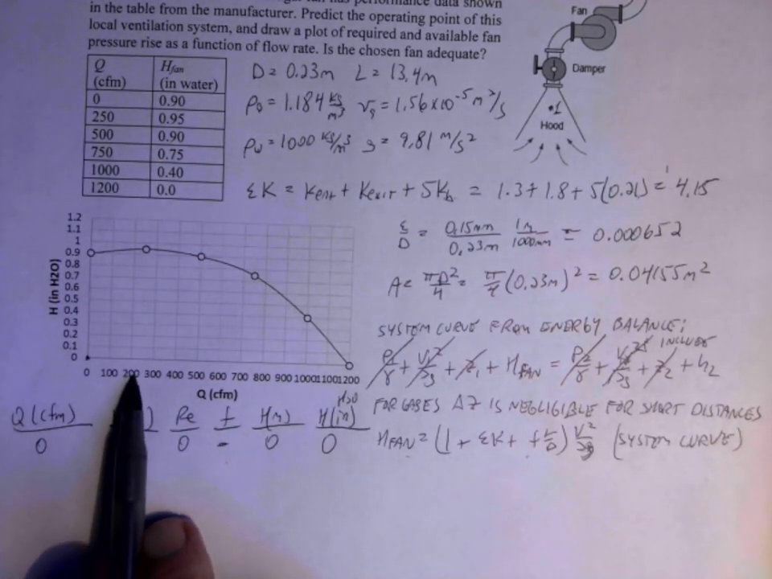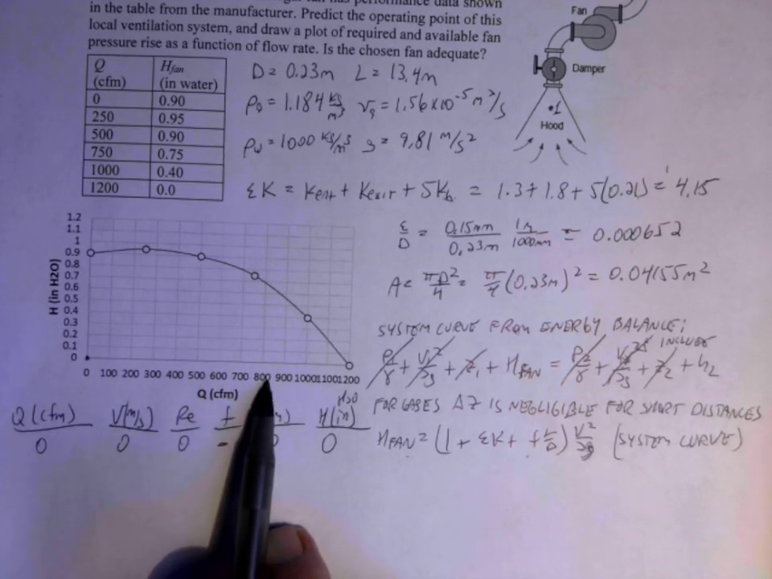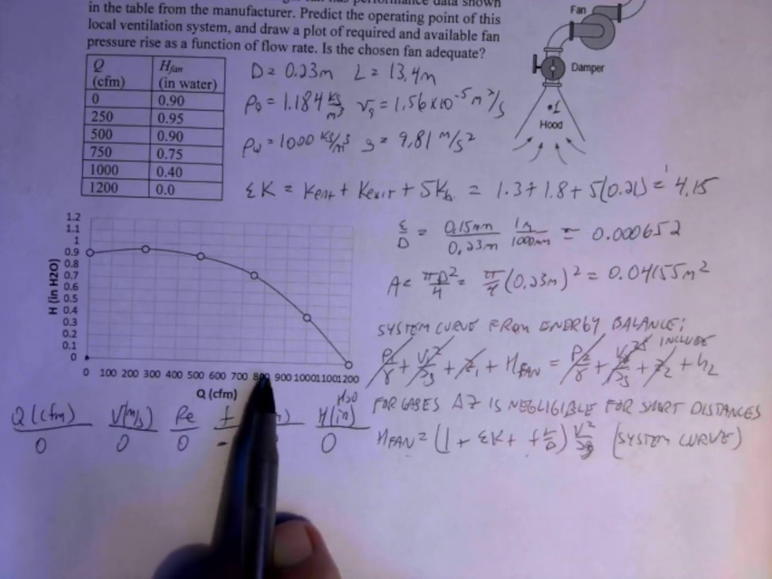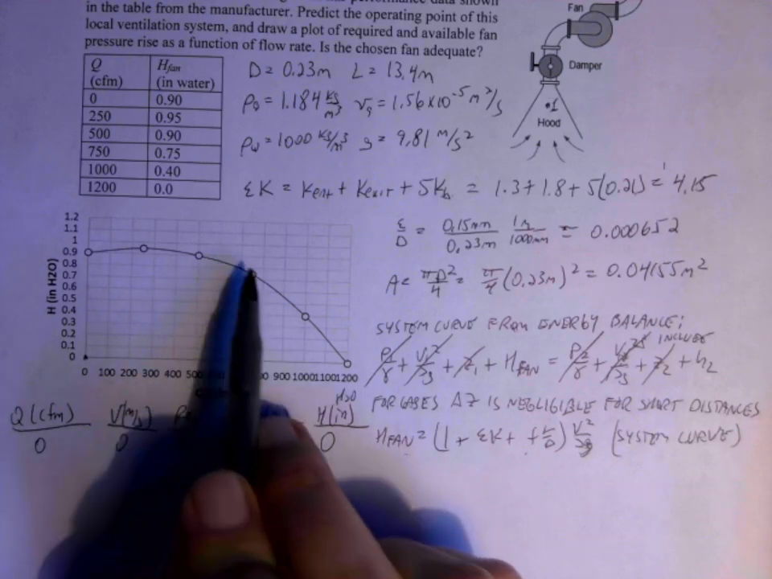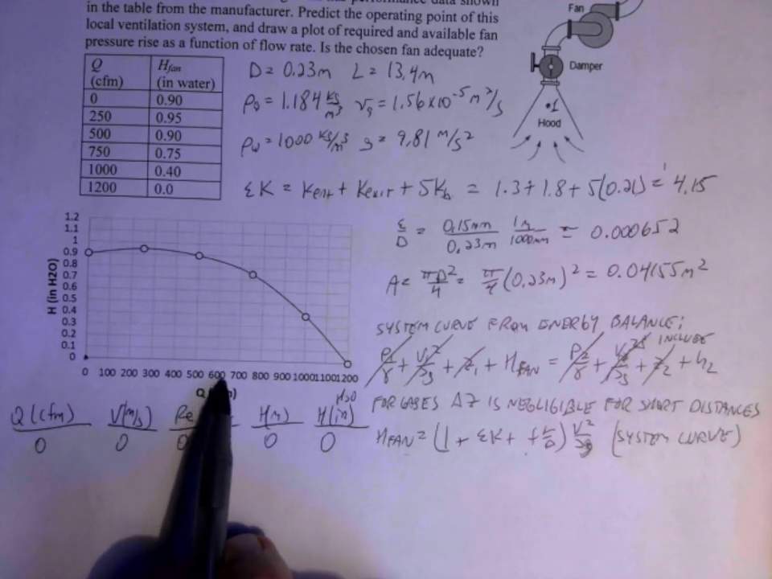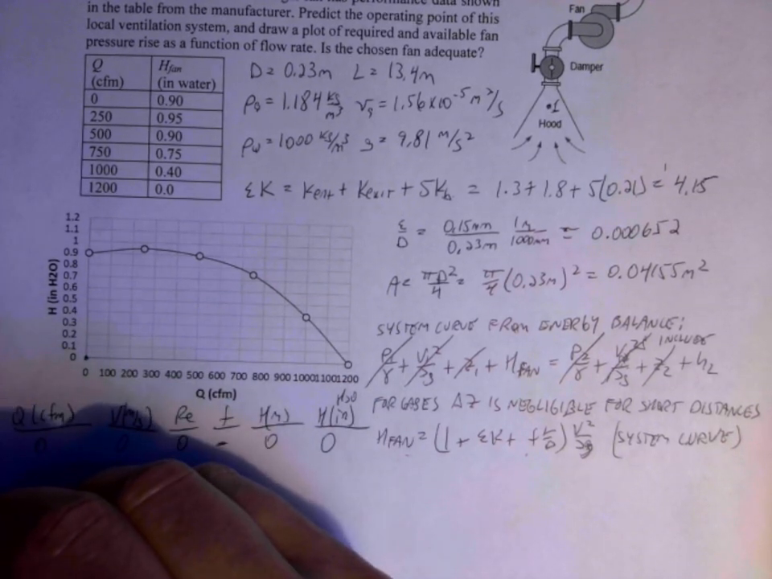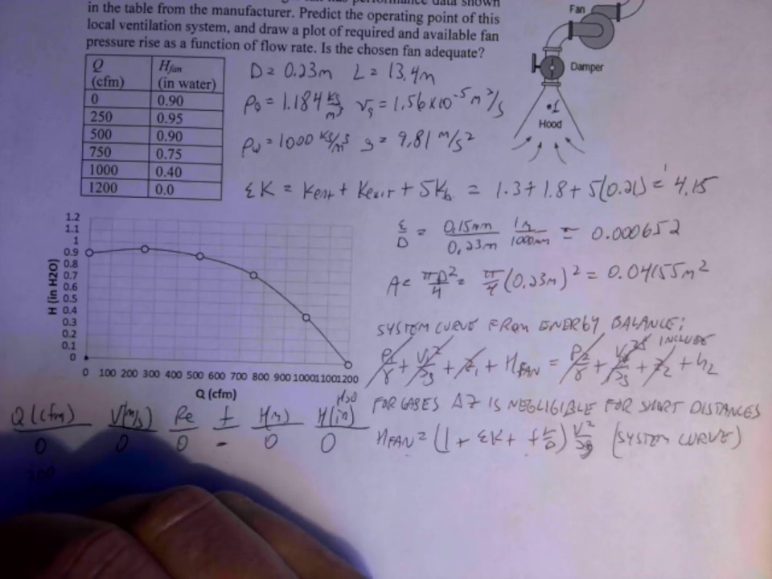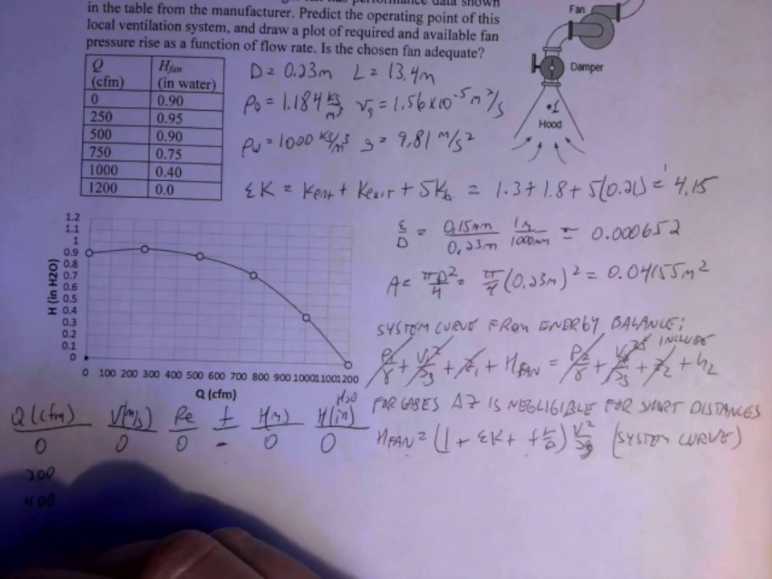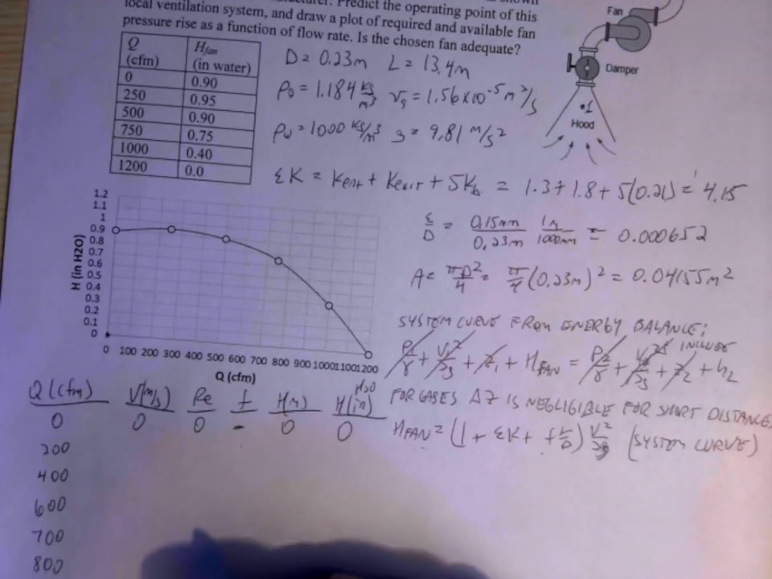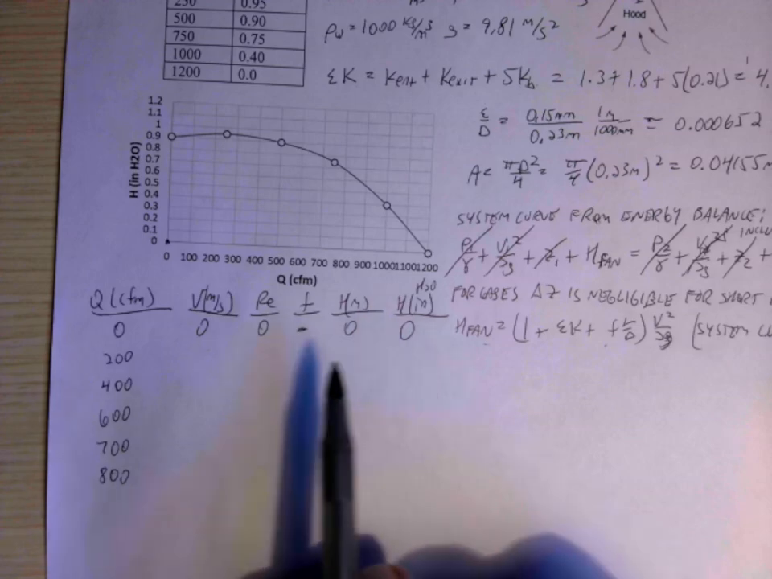And then I went ahead and did it at 2, 4, 6, 7, and 8, because it turns out that the operating point is near there. So I did 2, 4, 6, 7, and 8 for different flow rates: 200, 400, 600, 700, and 800. Okay, and then again for each of these, what we need to do is get V, and it's the exact same calculation each time.